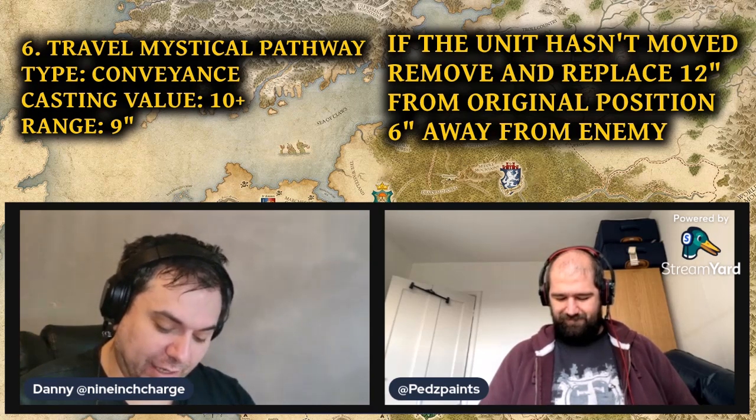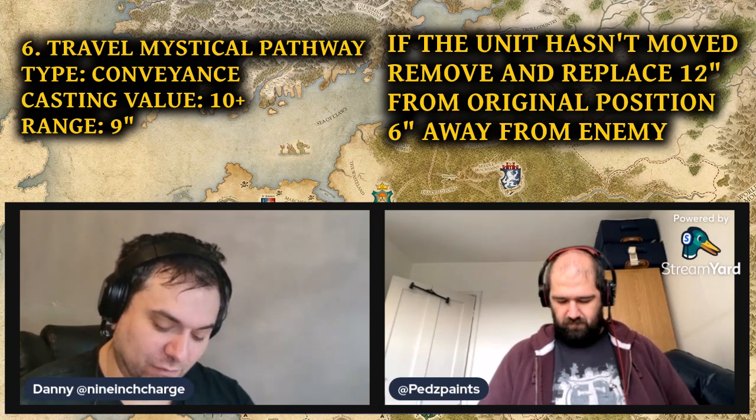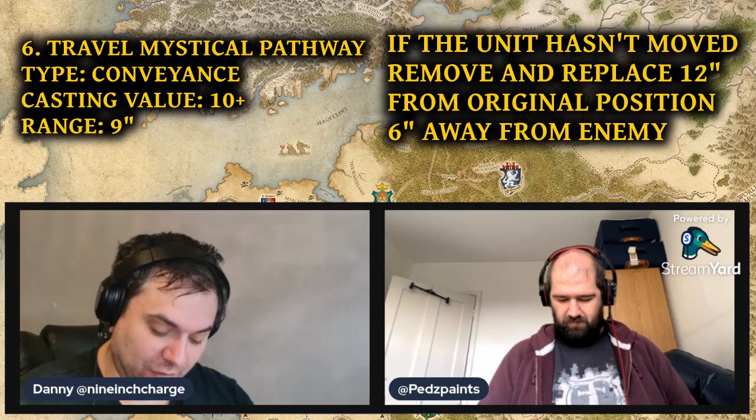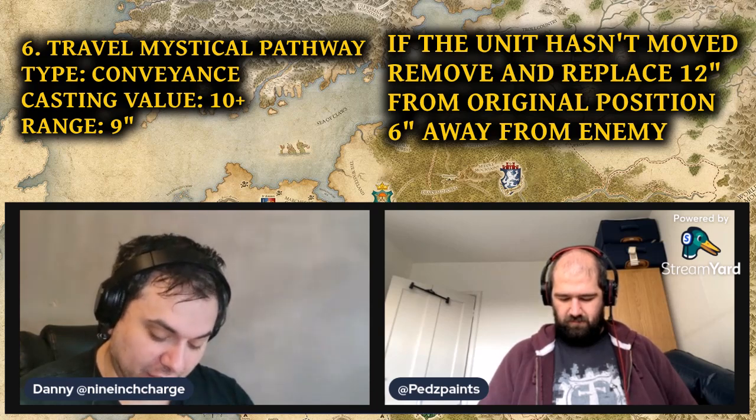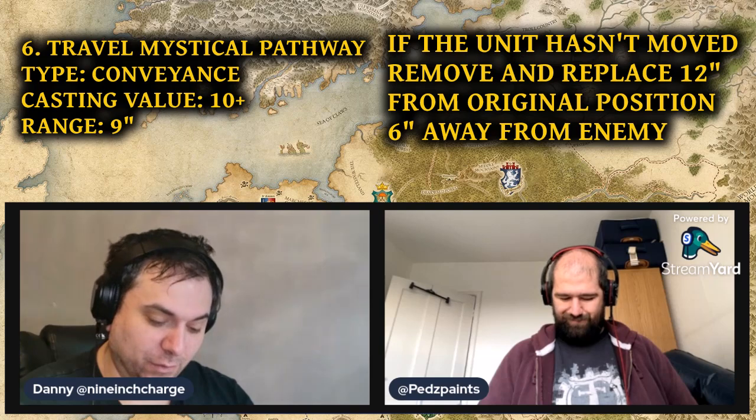If the target friendly unit is not fleeing and has not already moved during the movement phase, you may immediately remove it from the battlefield and replace it anywhere within 12 inches of its original location, but not within 6 inches of any enemy models. The target friendly unit cannot move again during this movement phase.